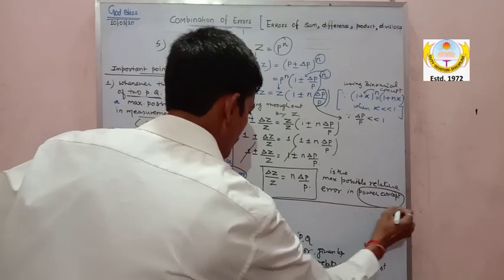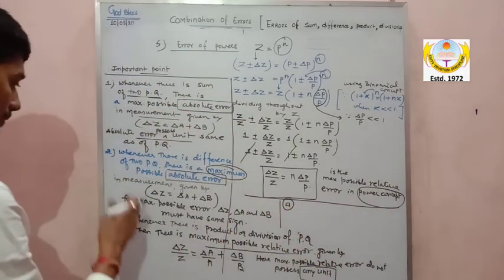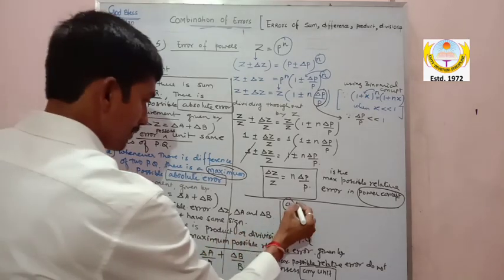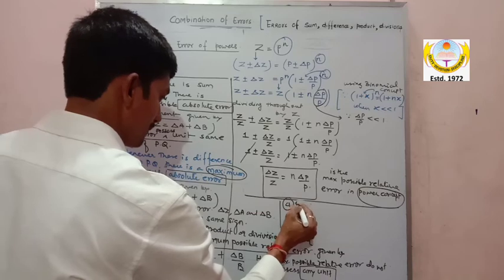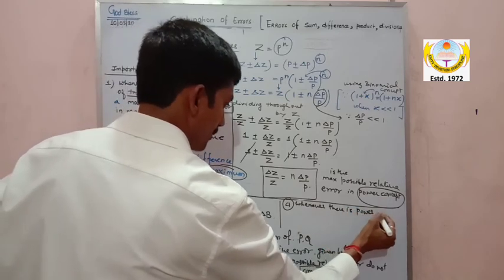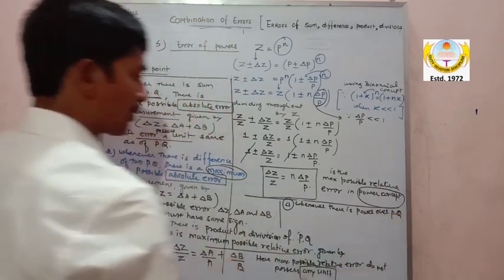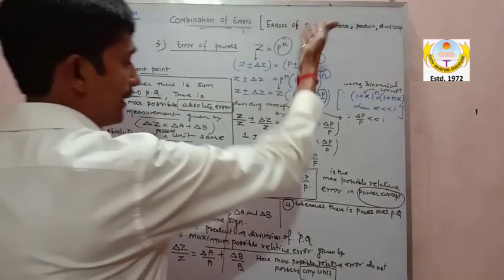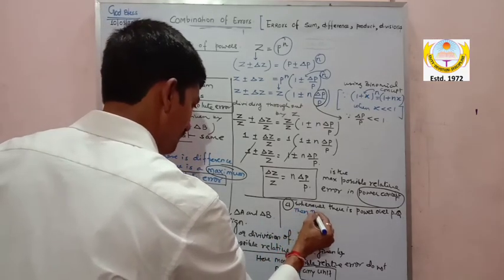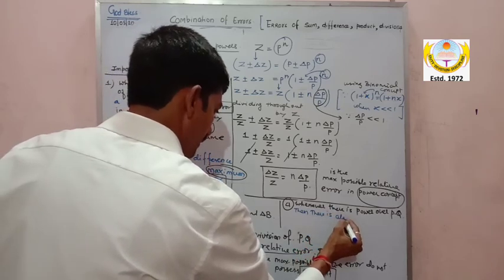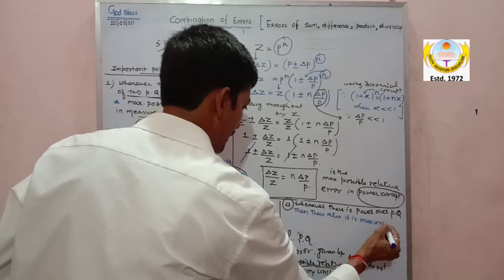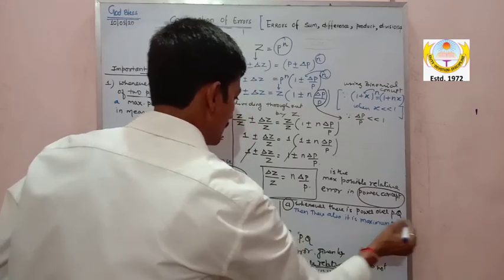And the last one, my dear, point number 4. Whenever there is a power over a physical quantity, that time what you are supposed to do, my dear, then there also it is the maximum possible relative error only.